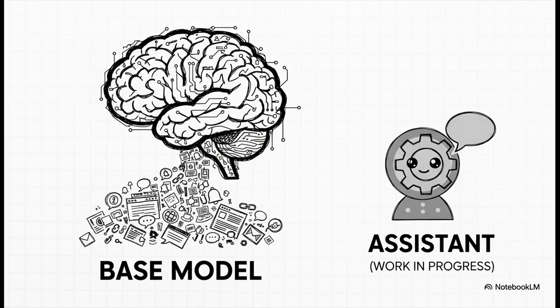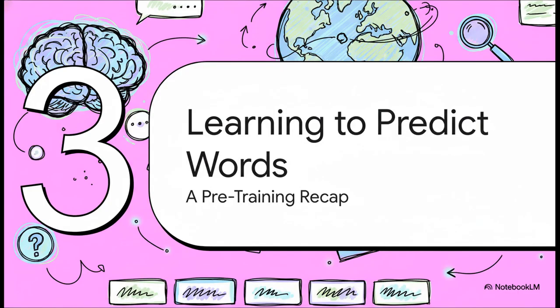What it is: an incredibly powerful internet document simulator. It has learned the patterns of text so well that it can generate brand new text that looks and feels like it came straight from the internet. So how do we get from that raw, powerful simulator to a helpful assistant that we can actually have a conversation with? Well, that brings us to the next critical stage, fine-tuning.